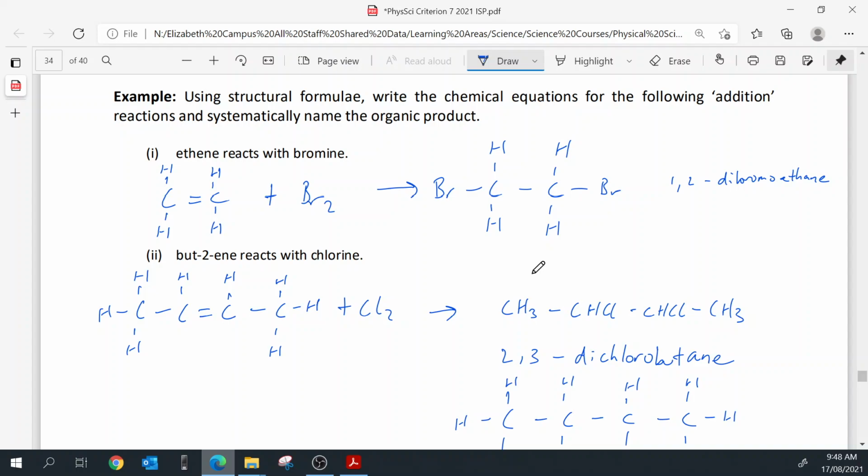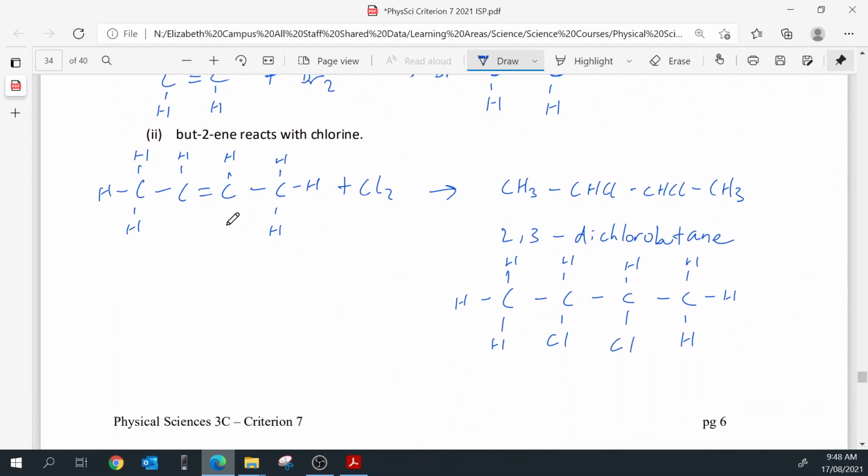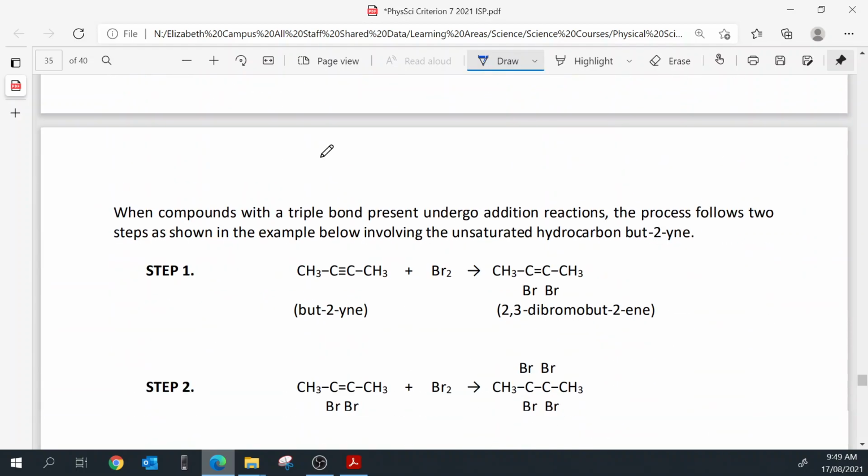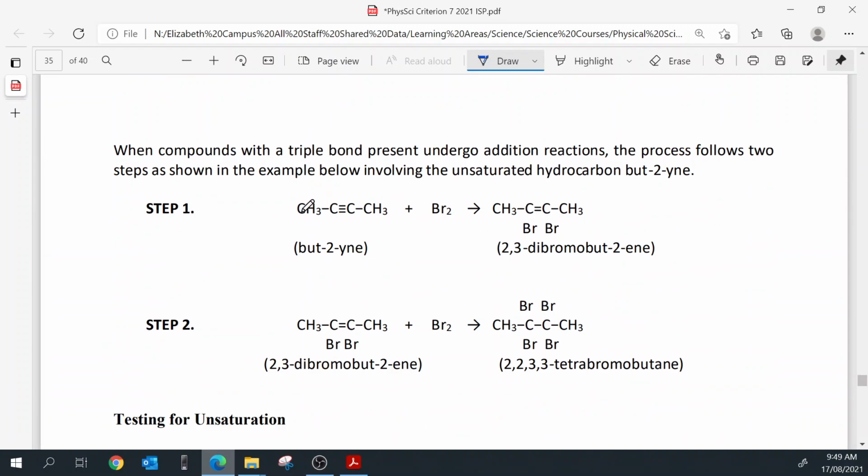In the last lecture we did this example, where but-2-ene reacts with bromine. We had a double bond in the middle of four carbons. Now I just wanted to quickly show the difference for but-2-yne. It's very similar, except that it has a triple bond in the middle instead of that double bond.